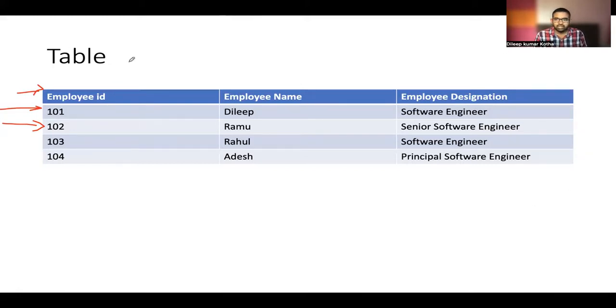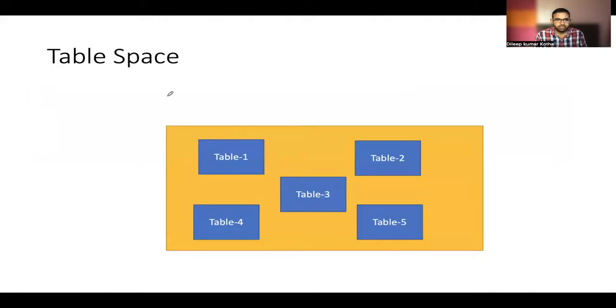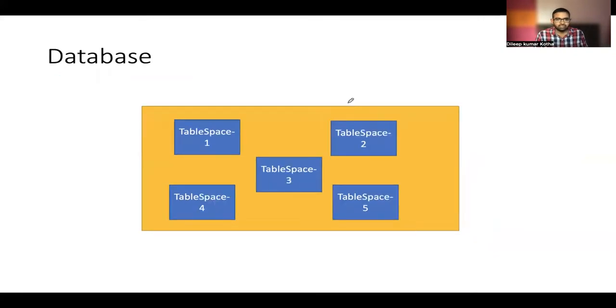Now, a collection of tables, we call it table space. Most of you might have heard of database, but not heard of the term table space. So table space is nothing but a collection of tables. We can group the tables based on our requirement, and then we can call each grouping a table space. Now, the next level of abstraction is database. So a collection of table spaces is called a database.